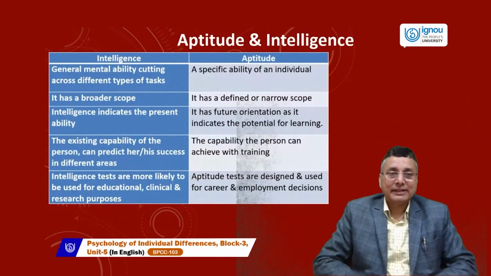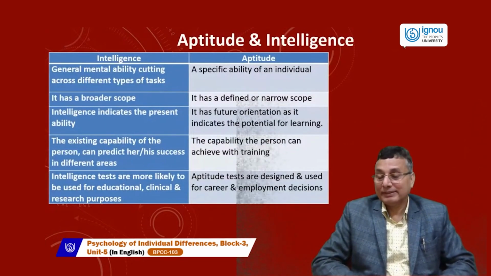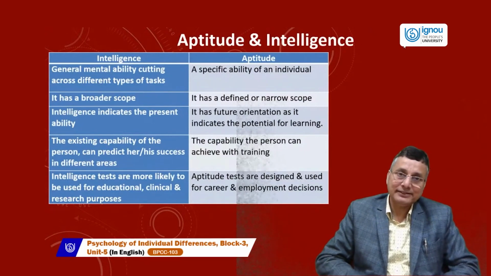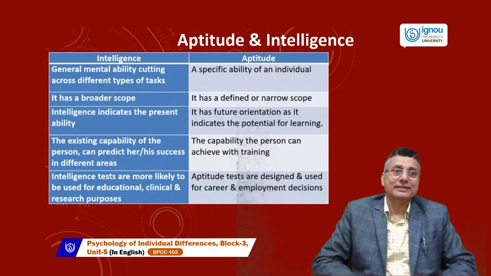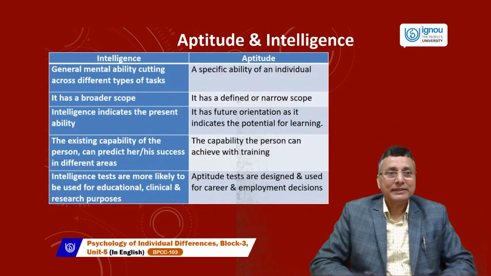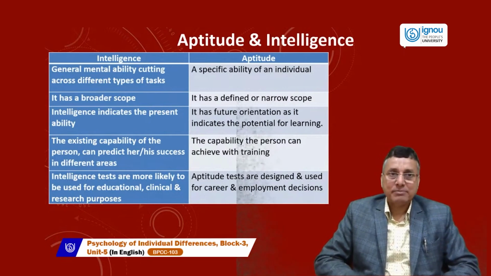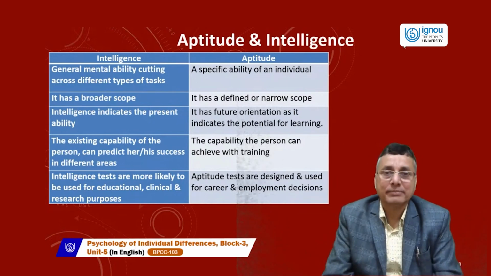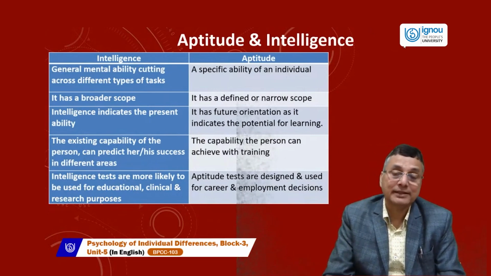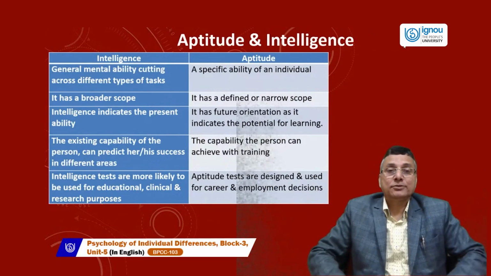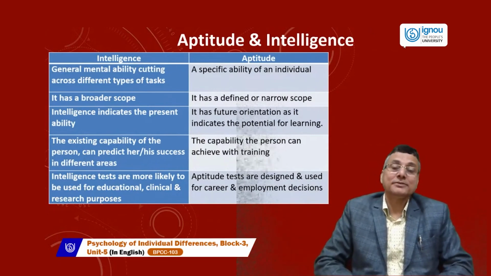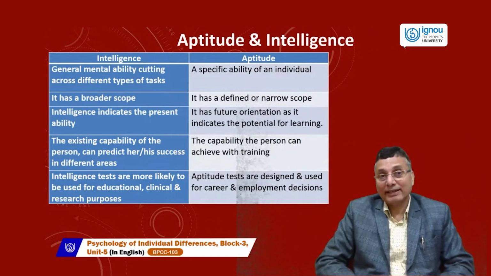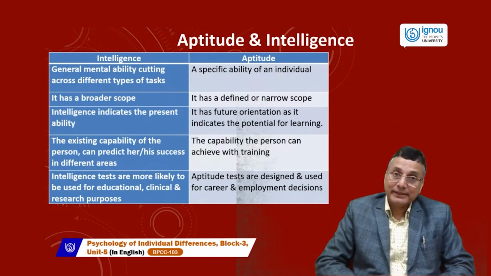So let us see what the other concepts are. One concept we have just now discussed is intelligence. So let us see what the difference is. In intelligence, it is general mental ability cutting across different types of tasks, whereas in aptitude, it is a specific ability of an individual. For example, the child may have mathematical aptitude or may not have mathematical aptitude. So if the parents want to make the child an engineer, it will be very difficult for the child because the child lacks mathematical aptitude.